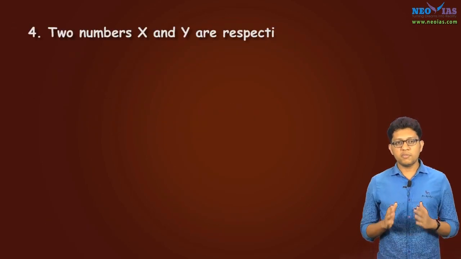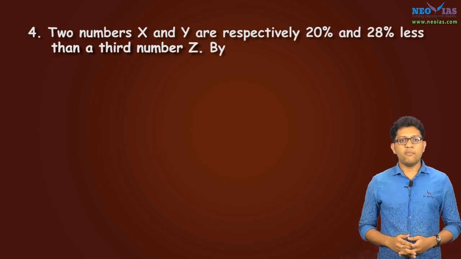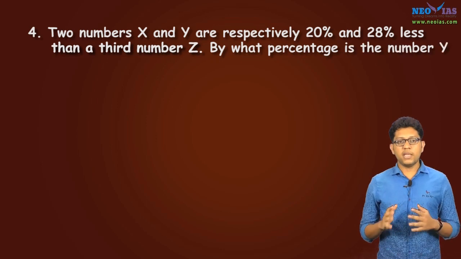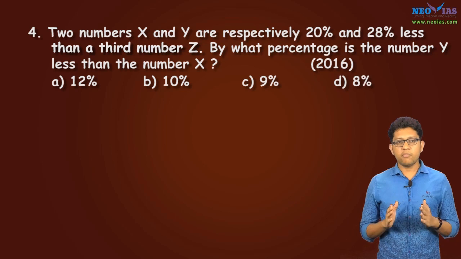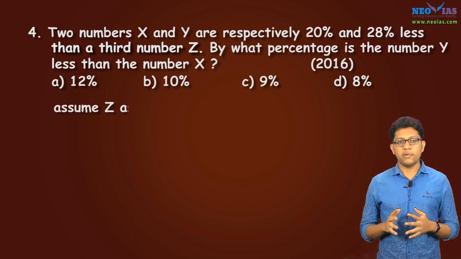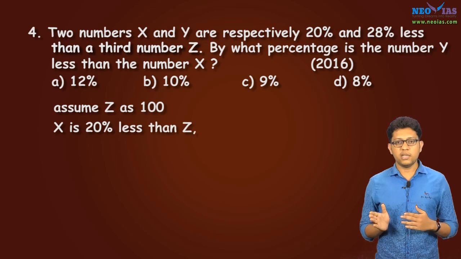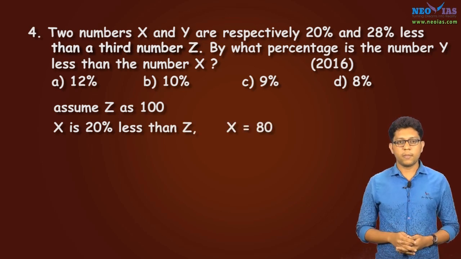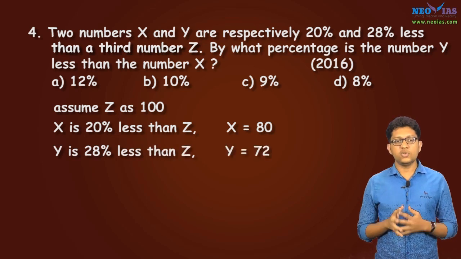Fourth question is, two numbers X and Y are respectively 20% and 28% less than a third number Z. By what percentage is the number Y less than the number X? In the question, any particular number is not given, so we can assume any number to reach our answer. Let us assume the third number Z as 100. If Z is 100, X is 20% less than Z, that is X is 80. And Y is 28% less than Z, that is Y is 72.